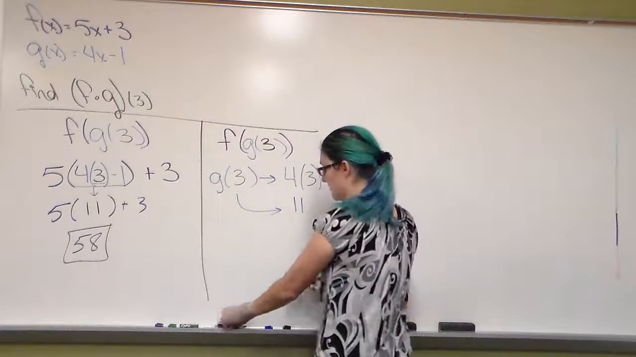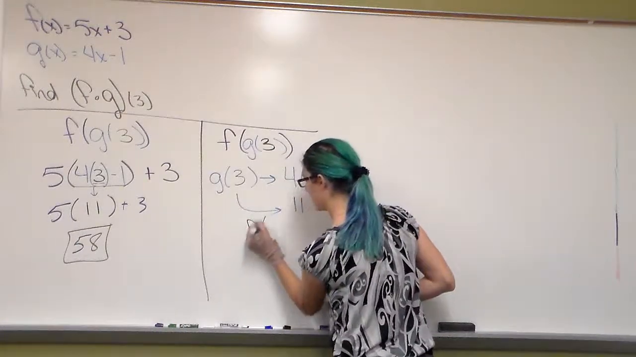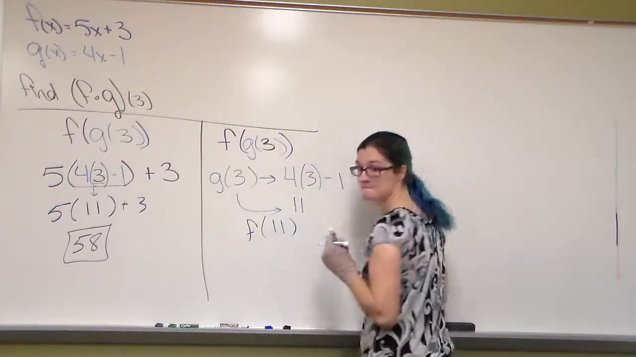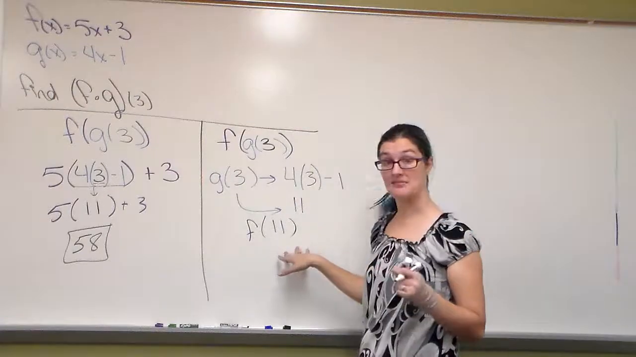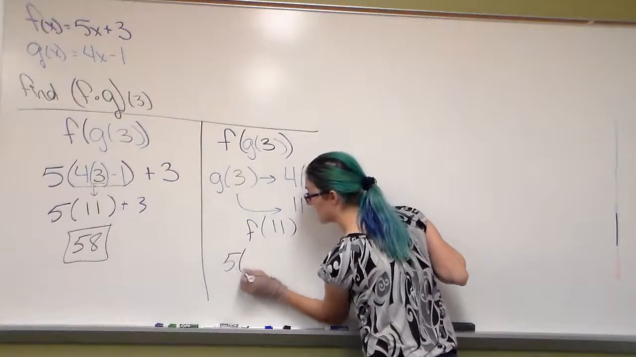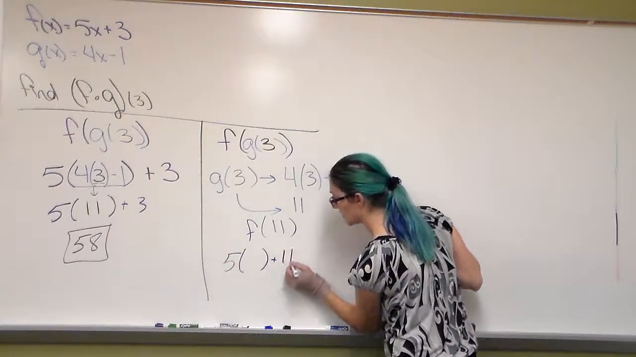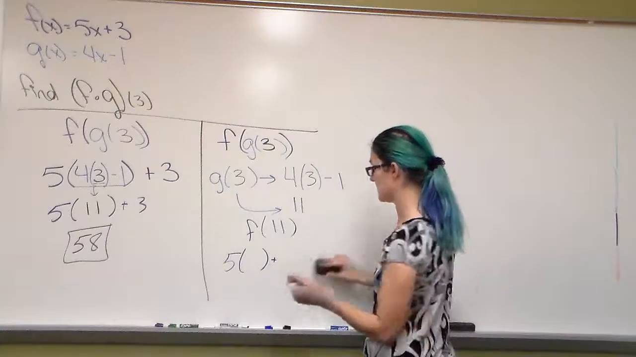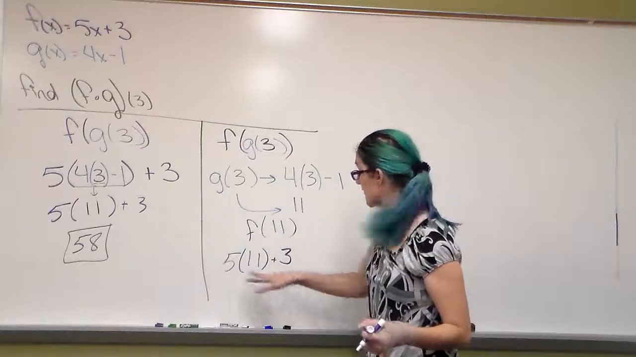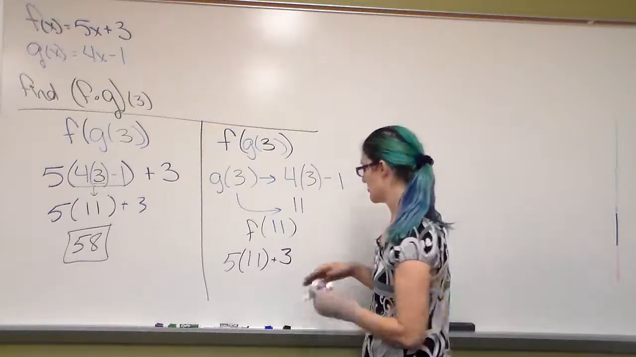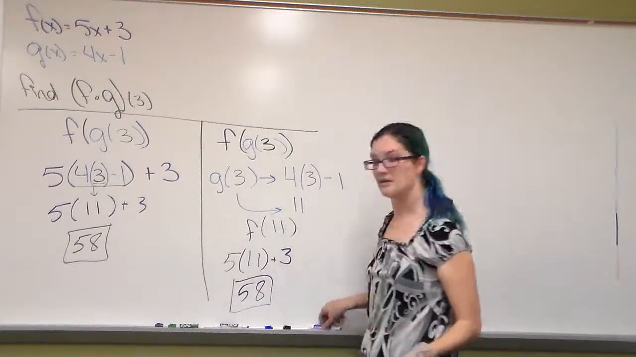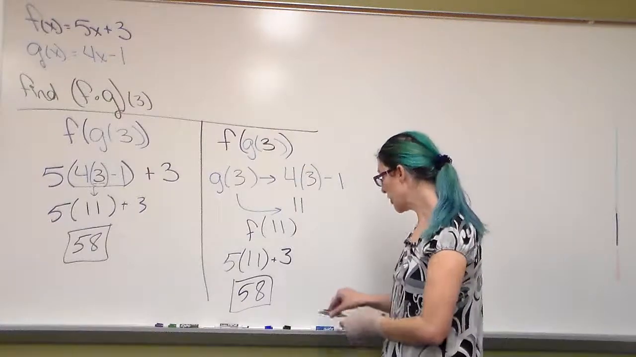So now we have f of g of 3, and we know g of 3 is 11. So now you're going to take f and do the same thing with the number 11. So I have 5x plus 3. Instead of x, I'm going to put the 11. I can't write and talk at the same time. Plus 3. Do your multiplication. 5 times 11 plus 3. There's your answer. Both ways work.